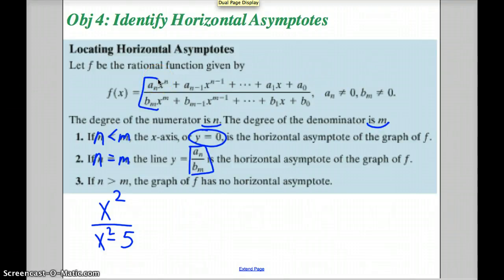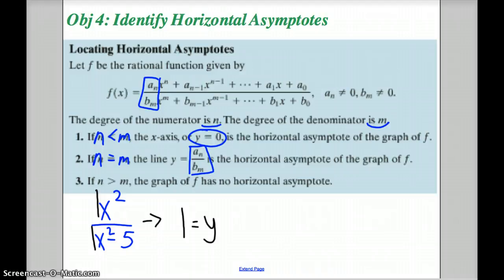We get these coefficients from the general form of a rational function. In our case, our coefficients are both 1: 1x squared over 1x squared minus 5. So our horizontal asymptote would be y equals 1. So we have that boundary. This graph will never get bigger than 1, or maybe it'll never get smaller than 1. We have to see it to decide. Is it always a little bit bigger than 1, or a little bit smaller than 1? And what happens as we get closer and closer to infinity?